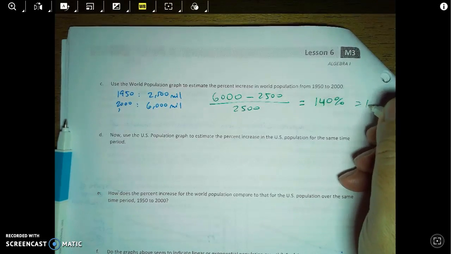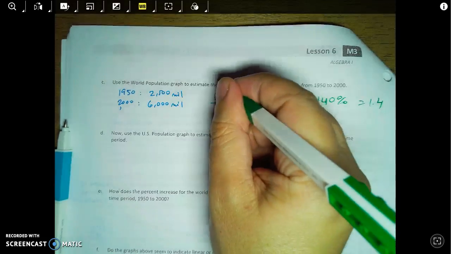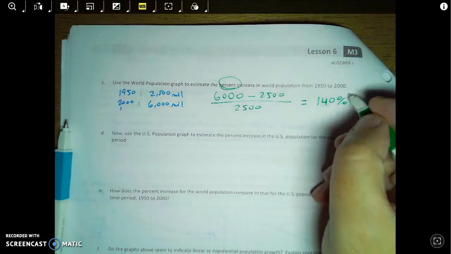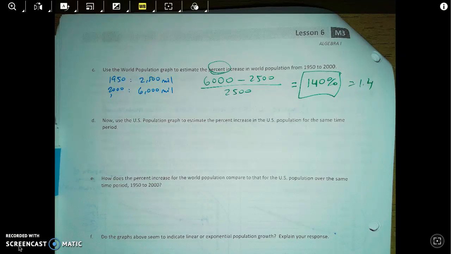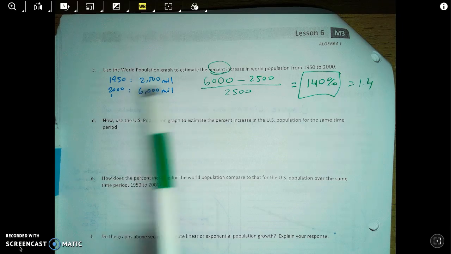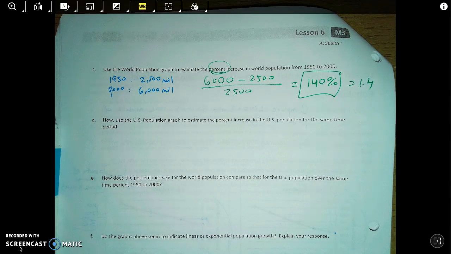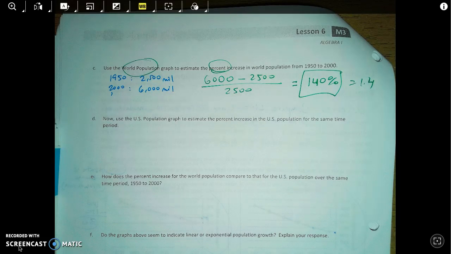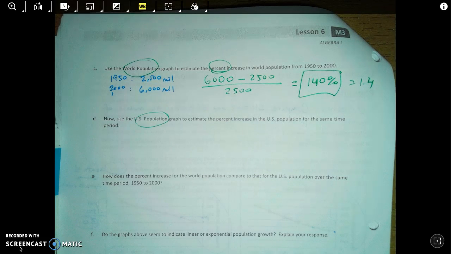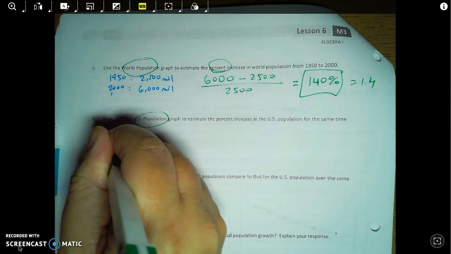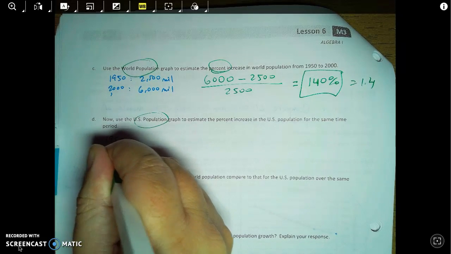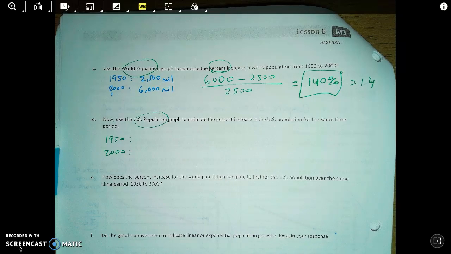Or that's 1.4, but since it's a 1% increase, we use that 140%. Okay? So for question D, we're going to use the same thing, but instead of doing it for the world population like we did in exercise C, we do it for the US population. Find out what the population was in 1950 and in the year 2000 for the US, and then find the percent increase.